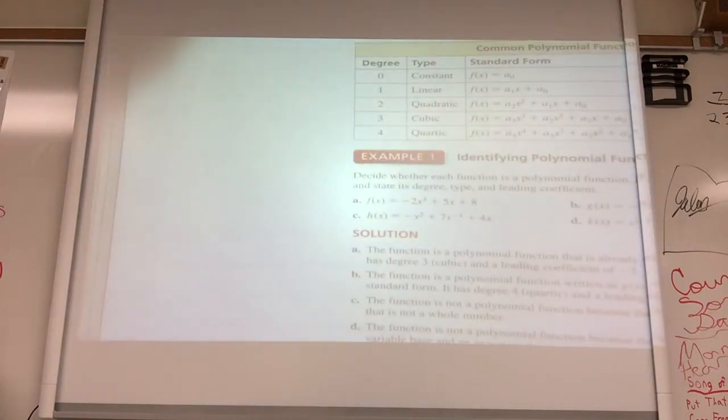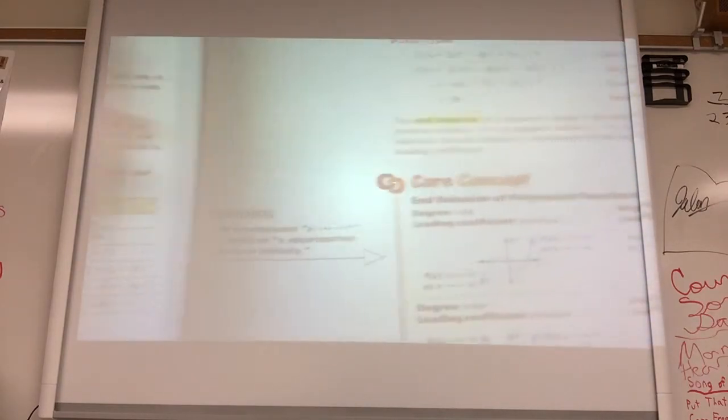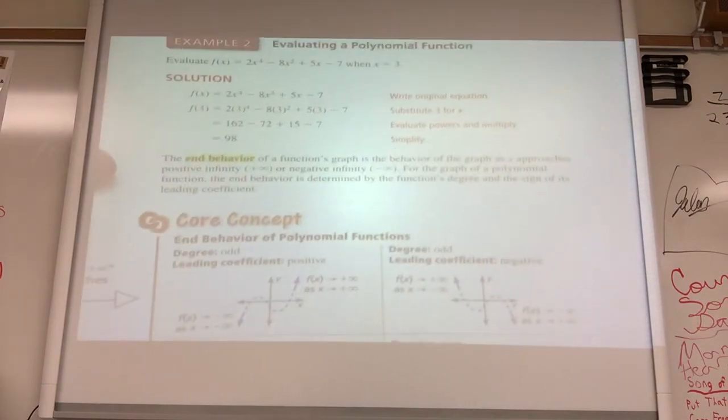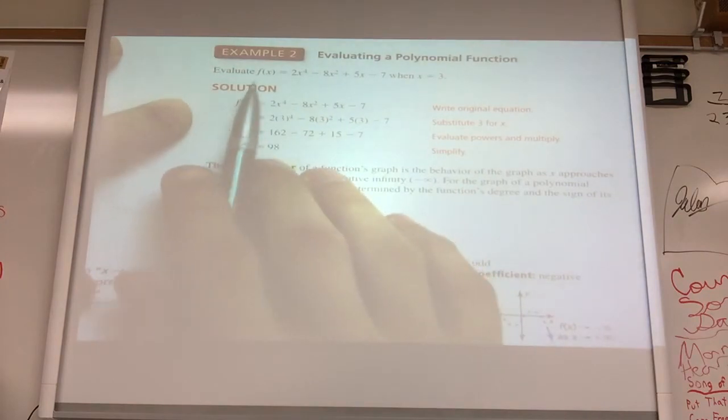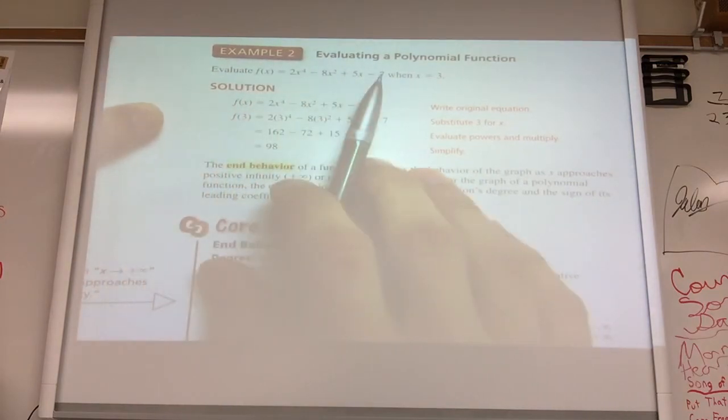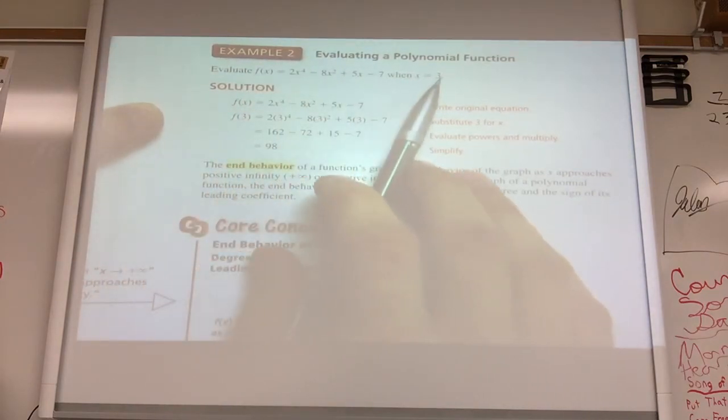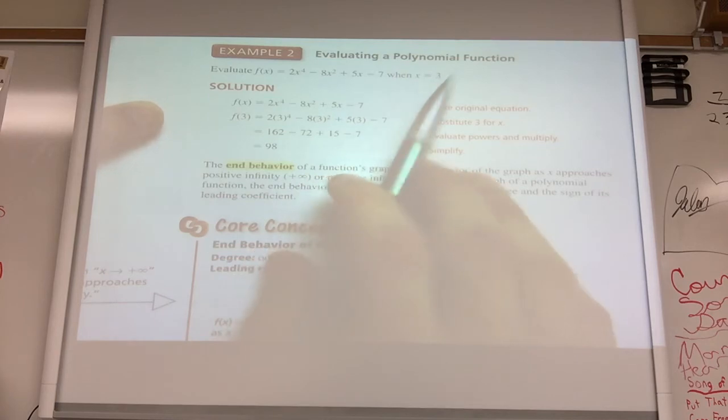Now on to the next part. Oh man, this is the easy stuff right here. I hope you guys can all do this. It's just saying evaluate this polynomial function when x equals 3. So it's just saying to find the value of the function when x is 3.